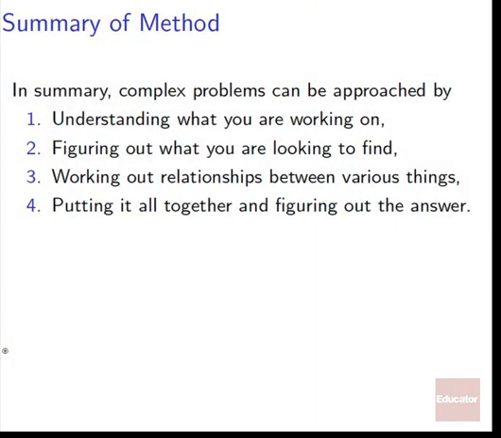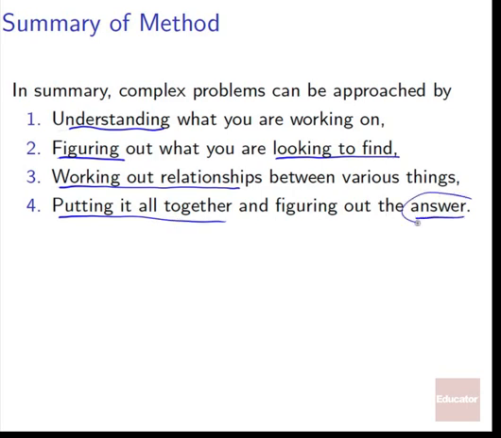In summary, complex problems can be approached by first understanding what you're working on, then figuring out what you are looking to find, what you want to know, what you need to know. Third, you work out relationships. How do the things that you know already from the problem and the things that you're looking to find, how are they connected to each other? And then finally, you put it all together and you get the answer. So that's our basic summary of method.